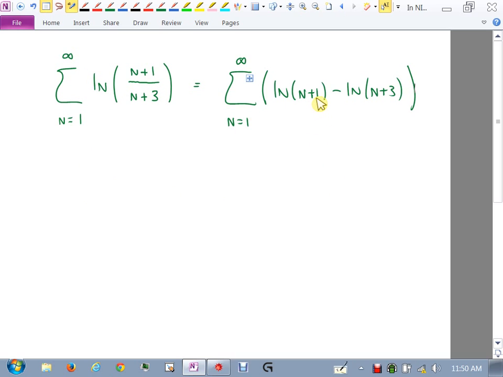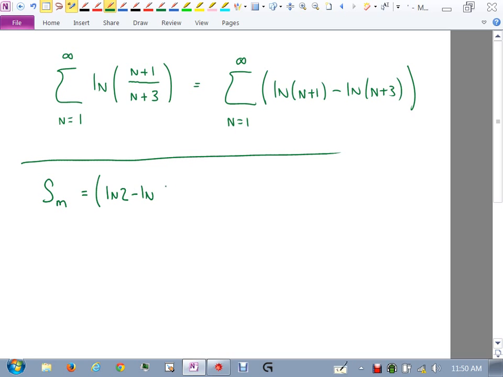All right, so look, let's do this. Let's start writing out the nth partial sum. So the nth partial sum will be equal to what? First term, natural log 2 minus natural log 5, plus the next one, natural log 3 minus natural log 5, and then plus the next one, natural log 4 minus natural log 6. Yes? And we just keep doing this.